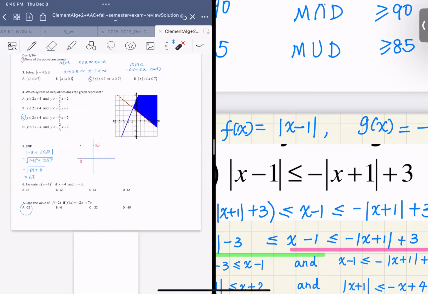If your Algebra 2 AAC average right now is 90 or 91, then when you take the final, you want to be very careful. You don't want to drop it below 90 because you want your unweighted GPA to be full 4.0, if it's equal to or greater than 90. So if your current average is 90 or 91, then you need to take the final seriously.